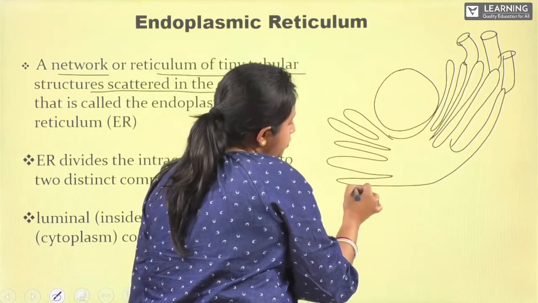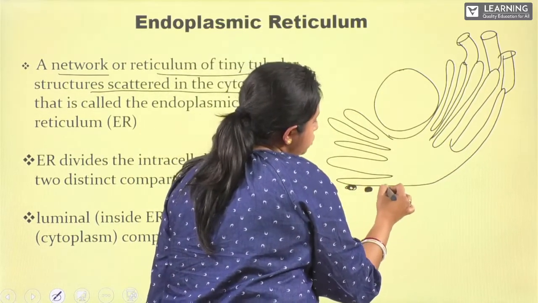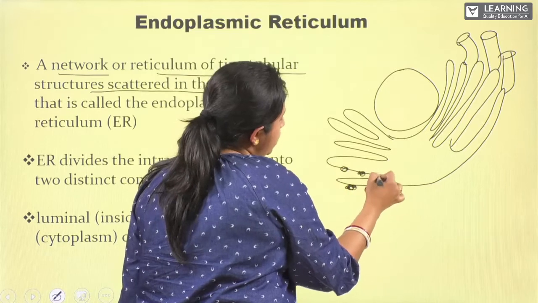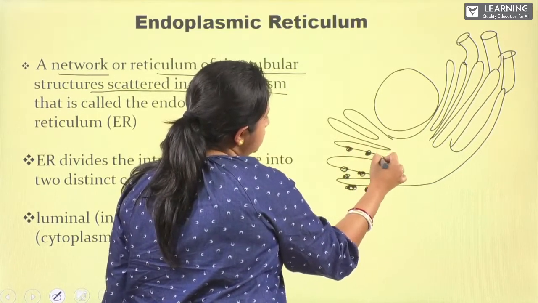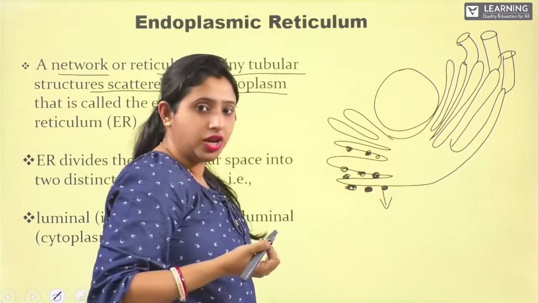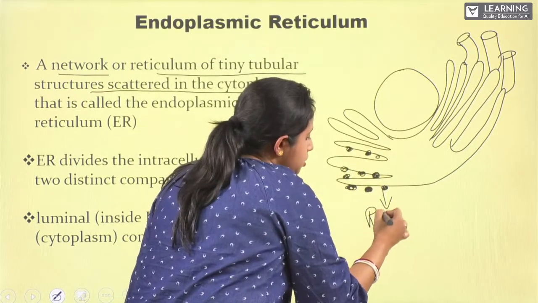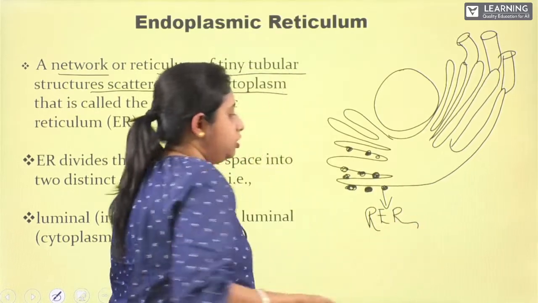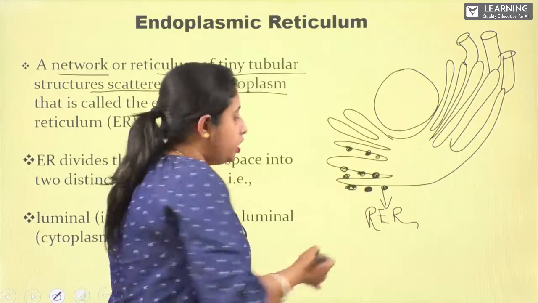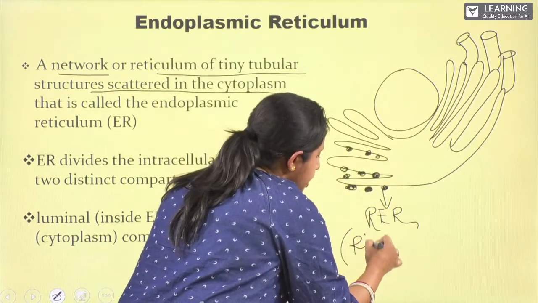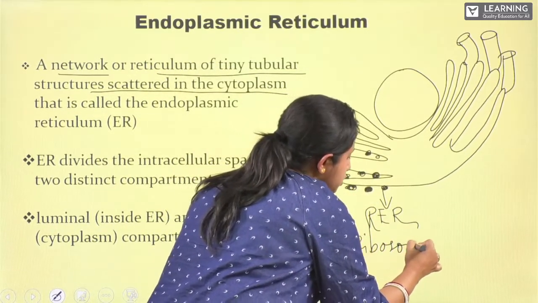Some endoplasmic reticulum will have ribosomes attached to it. As you can see, ribosomes are attached, right? So it is known as rough endoplasmic reticulum. Rough endoplasmic reticulum means the endoplasmic reticulum where the ribosomes are attached.